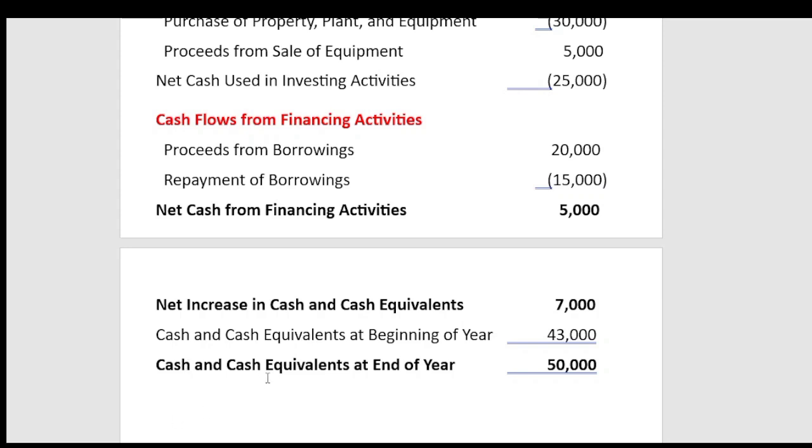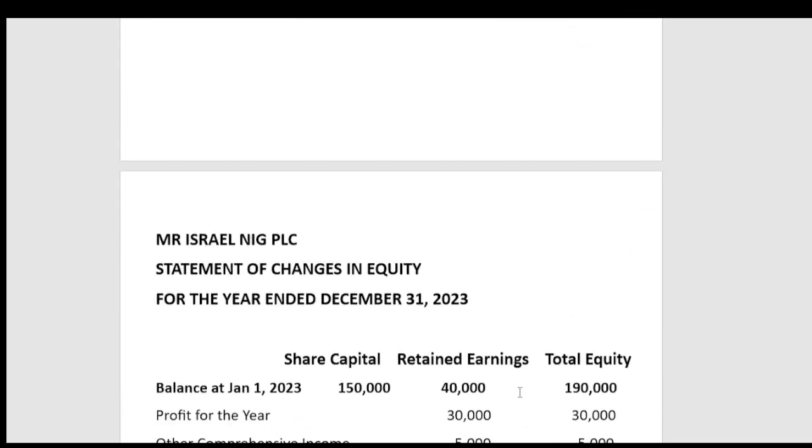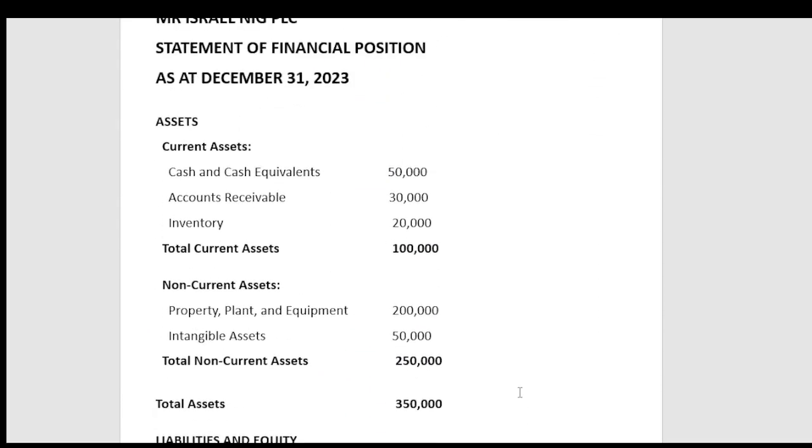Your cash and cash equivalent as at the end of the year must be equal to your cash or bank in your financial position. It must be equal. Now, this cash and cash equivalent of 50,000 will be the same thing here. Let's go to our financial position. Cash and cash must be the same thing.